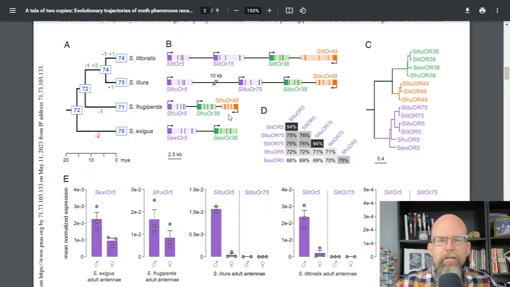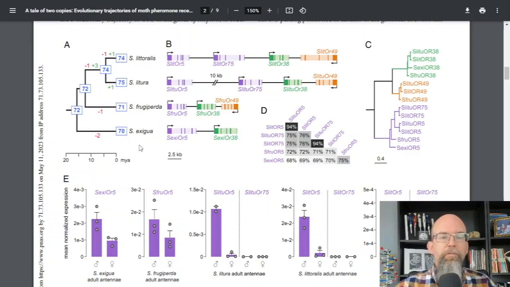All right, you'll notice that in the second species here, we have another gene next to olfactory receptor number 38 called olfactory receptor number 49. And 49 is not next to 38 in this other species. So there are differences between these species in terms of the structure of the genome. Actually, olfactory receptor number 49 doesn't exist in exigua. It's not in the genome at all.